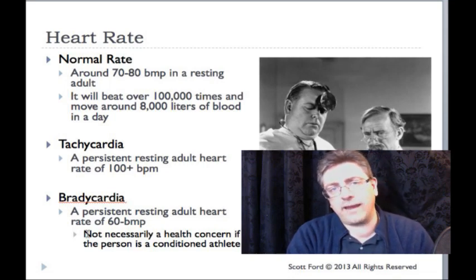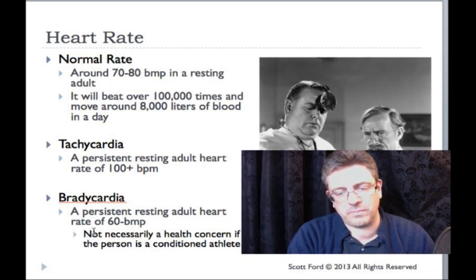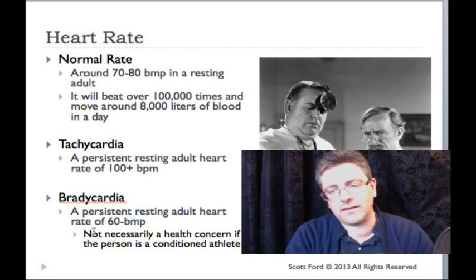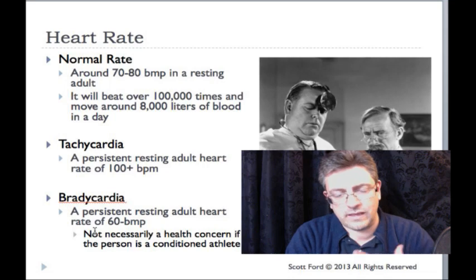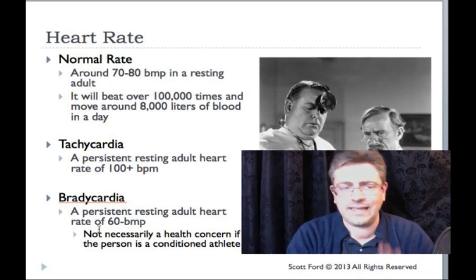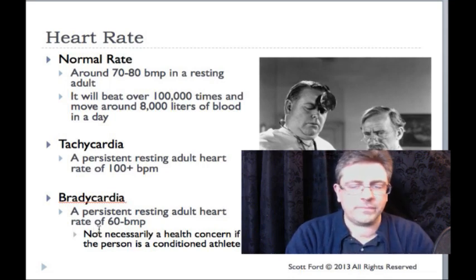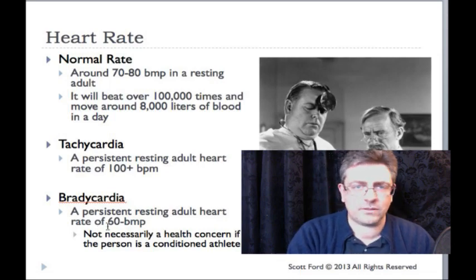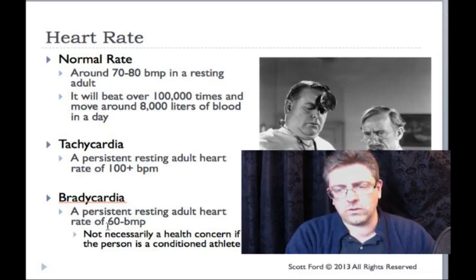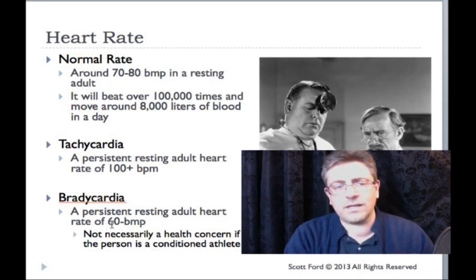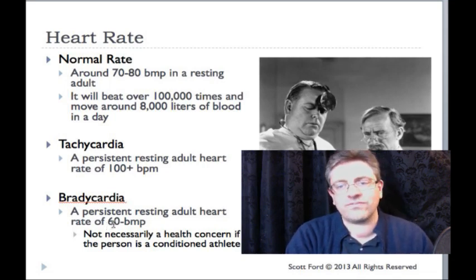Then we have bradycardia. Bradycardia is the opposite. This is a persistent resting adult heart rate that is less than 60 beats per minute. So your heart rate is not as fast as a normal heart rate. Now, this is not, again, a normal health concern. Let's say that you're a seasoned athlete. You are very athletic. You do tons of cardio, all this stuff. A well-conditioned athlete's heart pumps more effective and efficient than a non-athlete.